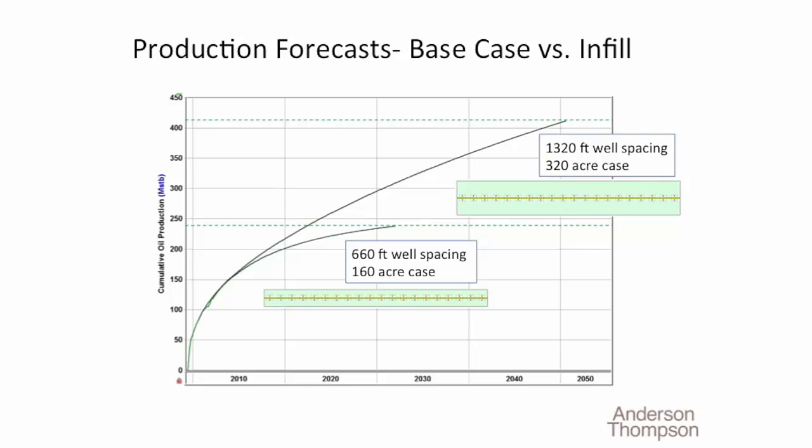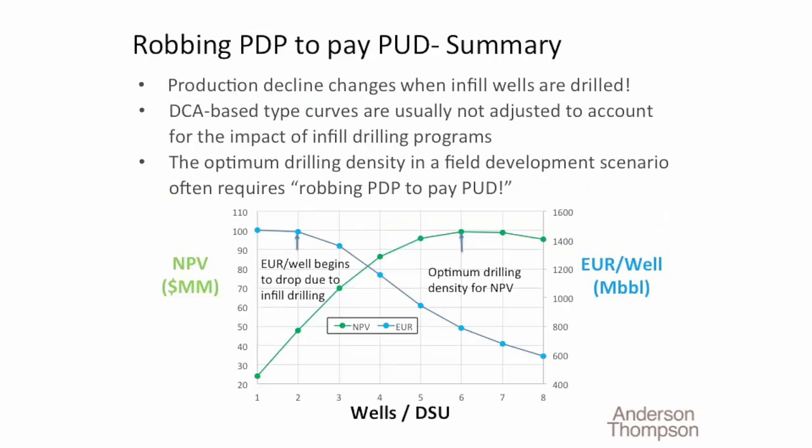So let's kind of bring this all back to the original concept, robbing PDP to pay PUD. The problem with the approach of just using a static decline curve as a way to forecast new wells that are drilled is that it doesn't take this volumetric dependency into account. So production decline changes when infill wells are drilled.